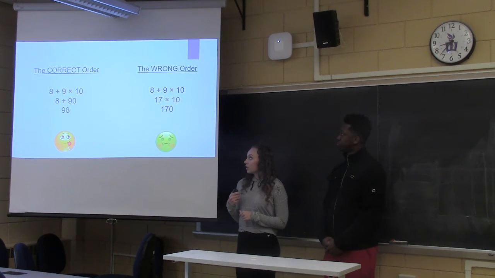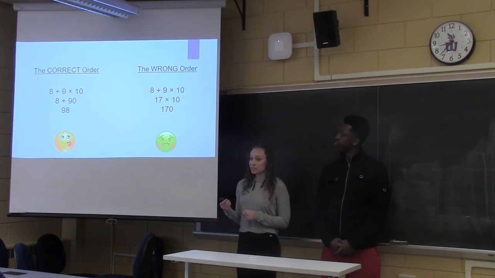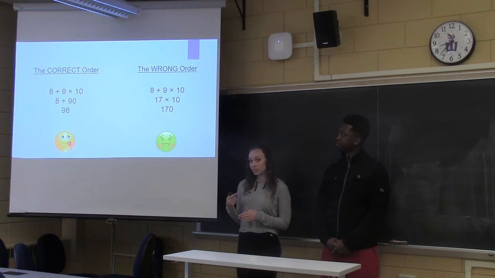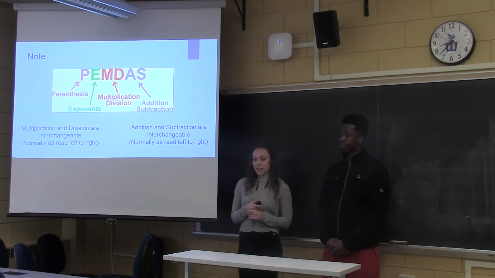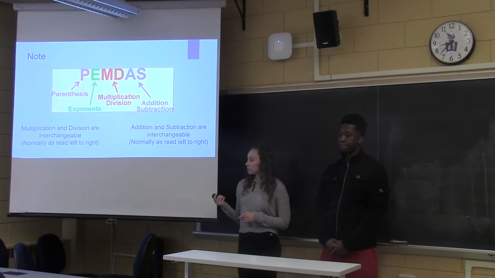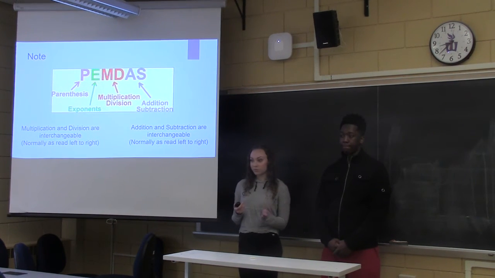On the left, we have the correct order of solving an expression, 8 plus 9 times 10. First, you have to do the multiplication. So you do 9 times 10, you get 90, and then you add the 8, and you get the correct answer of 98. And if you do it the wrong way, which is on the right, you add the numbers first, 8 plus 9 to get 17, and then you multiply by 10, you get 170, and that's definitely not the right answer. So just one thing to note is that the multiplication and division are interchangeable, and the addition and subtraction are interchangeable. You can do them in either order, but normally they're done as you see them in the expression from left to right.